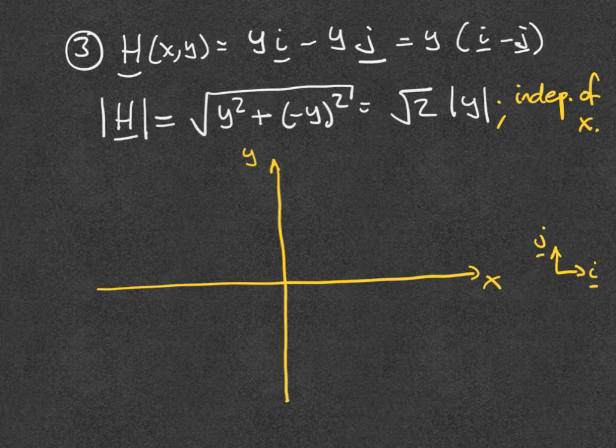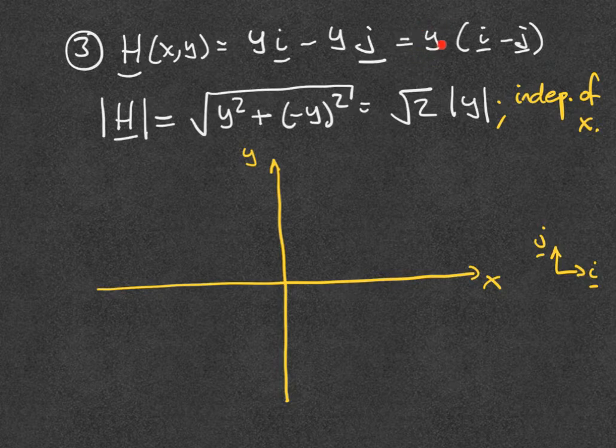And i minus j is a fixed vector, so it's a fixed direction, pointing in the i direction minus a vector in the j direction of the same length, so it's pointing downwards at 45 degrees in this direction. So from the origin, this angle is 45 degrees, or pi over 4. So that is the direction it's pointing in, you would say.